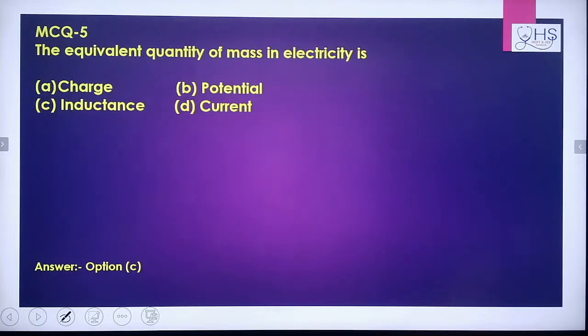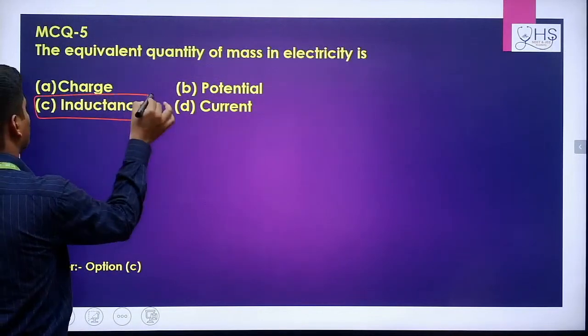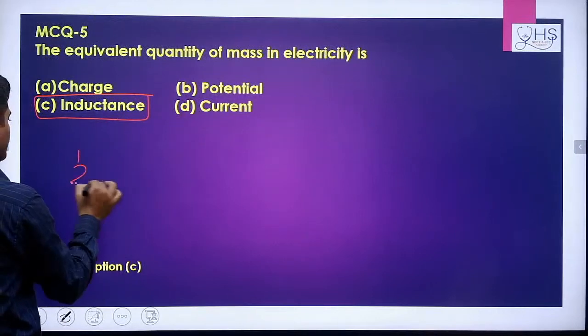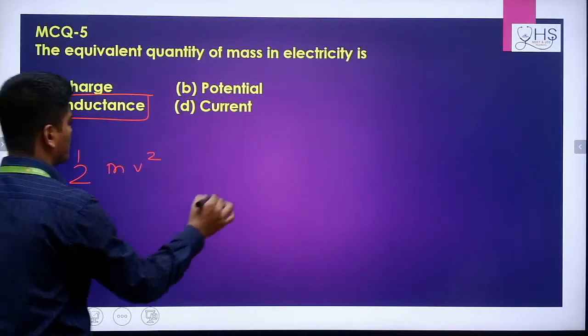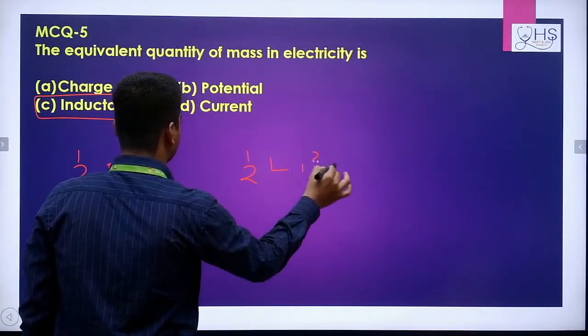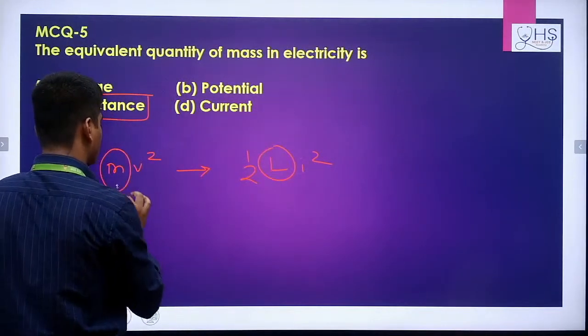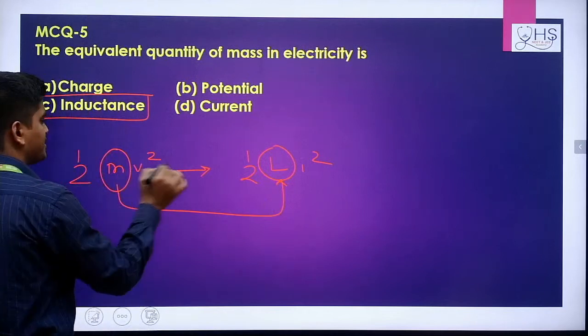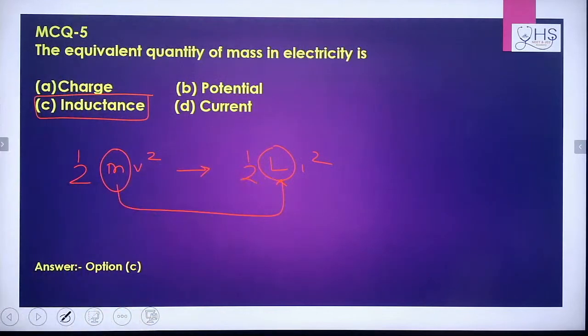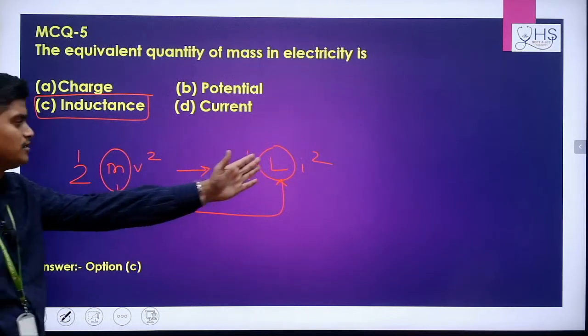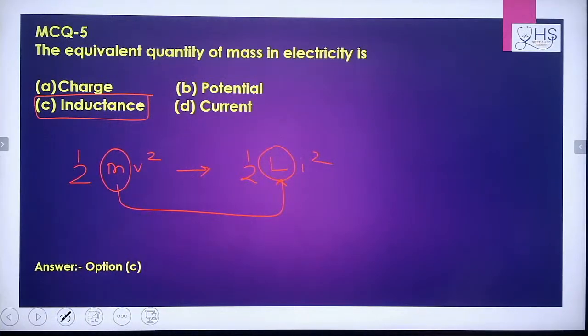Now, the equivalent quantity of mass in electricity is basically inductance. I already told you in the last class. I was giving an example like this: half mv square and half Li square. Do it analogously. Here mass and here inductance L, both are equivalent. Similarly for speed and current: the equivalent quantity of speed in electricity is basically current.